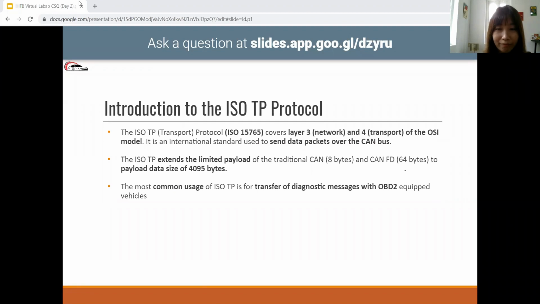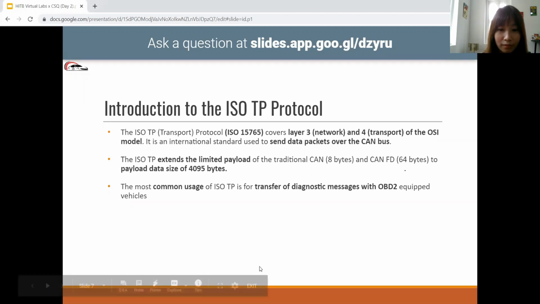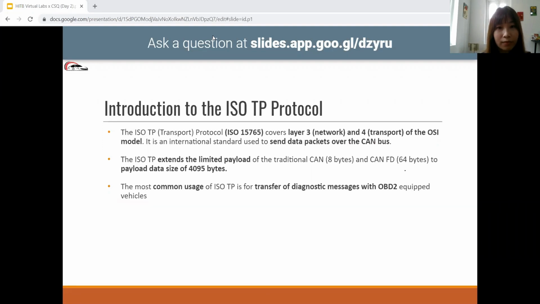I'll be giving a brief introduction of the different protocols in the vehicle, starting with the ISOTP protocol. ISOTP is an international standard used to send data packets over the CAN bus. Yesterday we learned about CAN frames, which have 8 bytes of data load. ISOTP extends this limited data load up to 4095 bytes. The most common use for ISOTP is diagnostics over OBD2, or diagnostics over CAN.